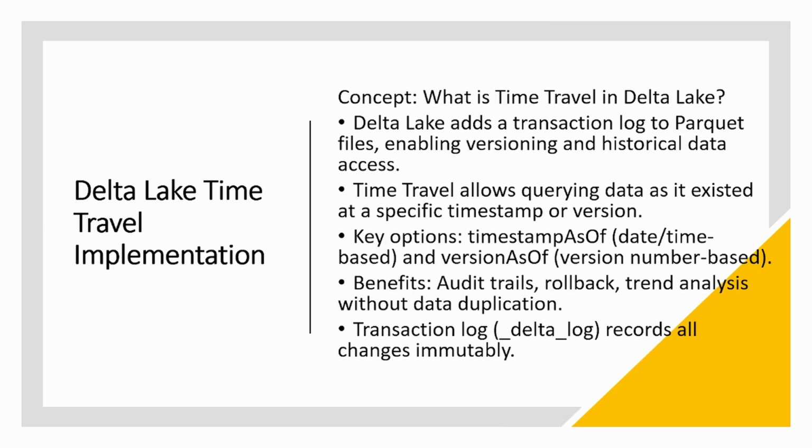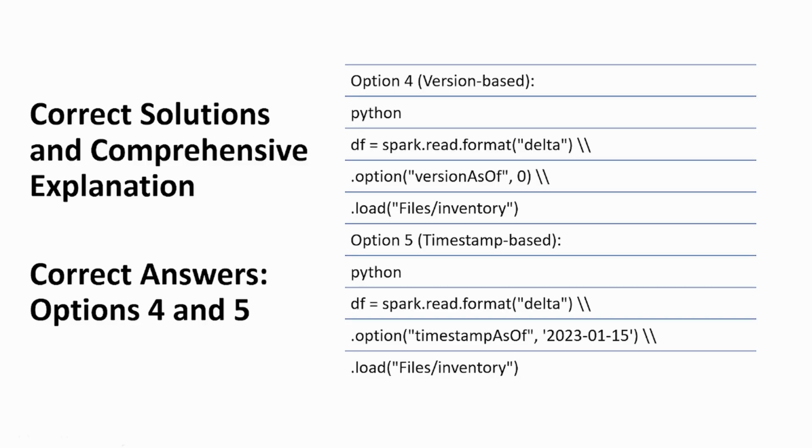So looking at the options, which ones actually give us real historical data we can analyze? Let's start with the correct ones because that's what we really care about. Option 4 and option 5 are the winners here. Both of them start with spark.read.format("delta"). That's crucial. You have to tell Spark you're reading a Delta table, not just plain Parquet files. Then option 4 uses versionAsOf set to 0, which pulls the original version before any modifications. Perfect for that show me the table as it was first created requirement.